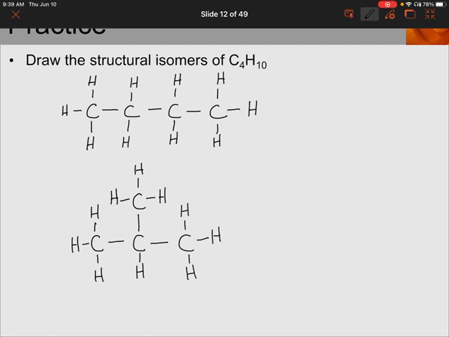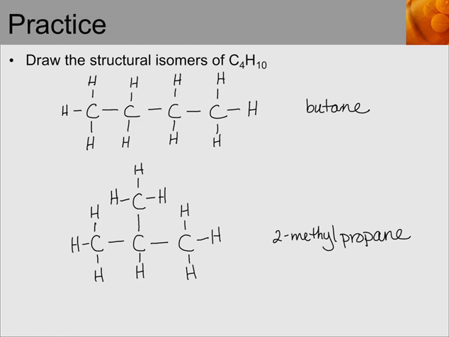So the structure on the top is called butane. The structure on the bottom is called 2-methylpropane. So these are completely different molecules. And again, don't worry about the naming. We'll learn all about that later. Okay, now is there any other way that we could have arranged these?